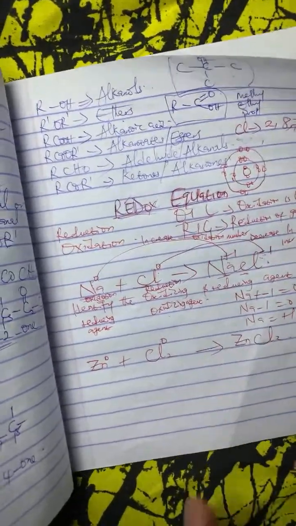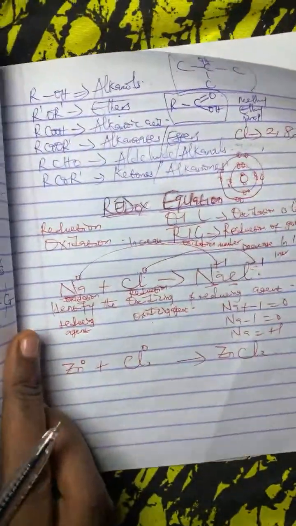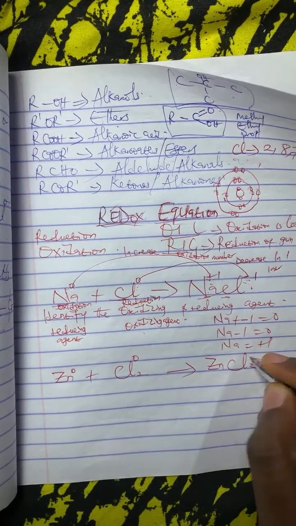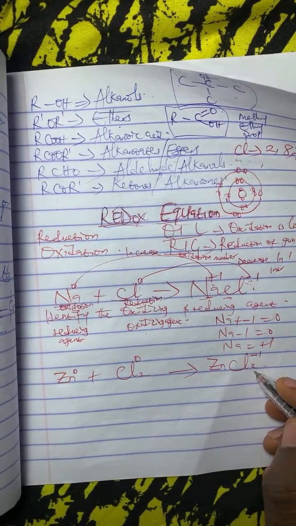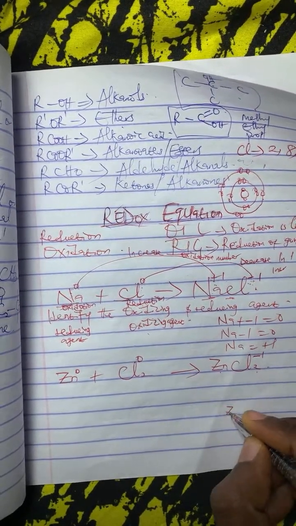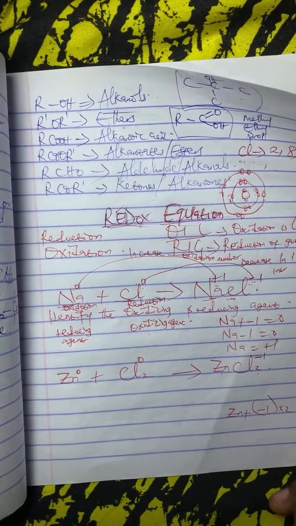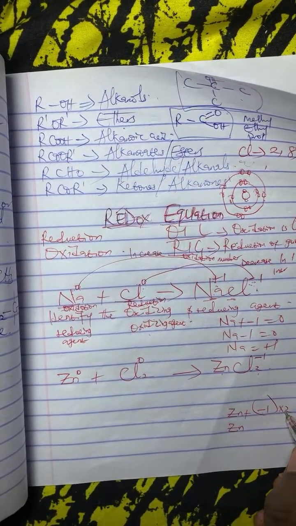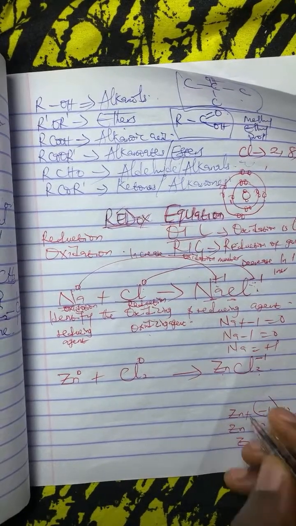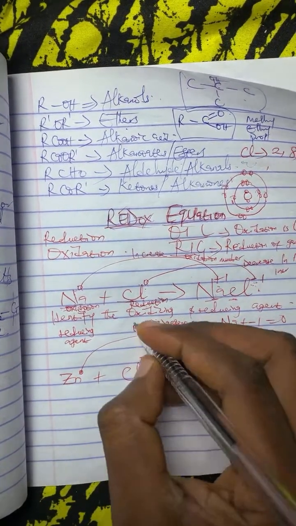Now, if we come to ZnCl2, which is the product, first of all, we identify the oxidation state of Cl. Already we know it's -1, and -1 times 2 is -2. So let me calculate the oxidation state of zinc. Zn plus -1 times 2, which is -2, equals 0. So Zn crosses over to be +2. So zinc moves from 0 to +2. That is an increase in oxidation state.